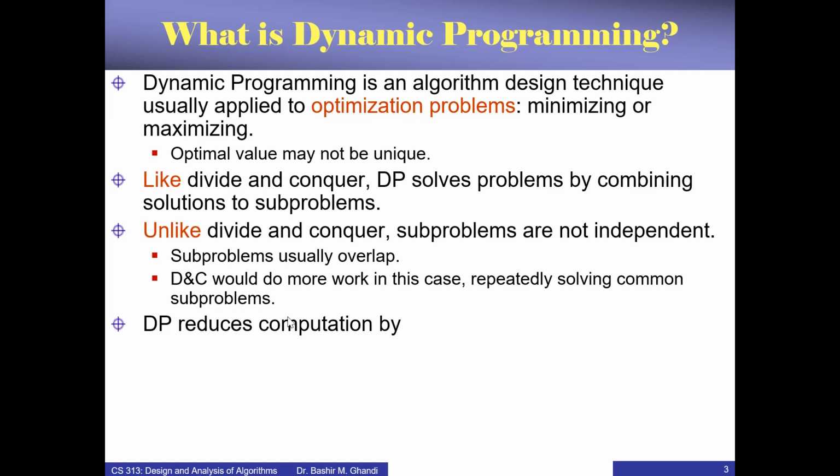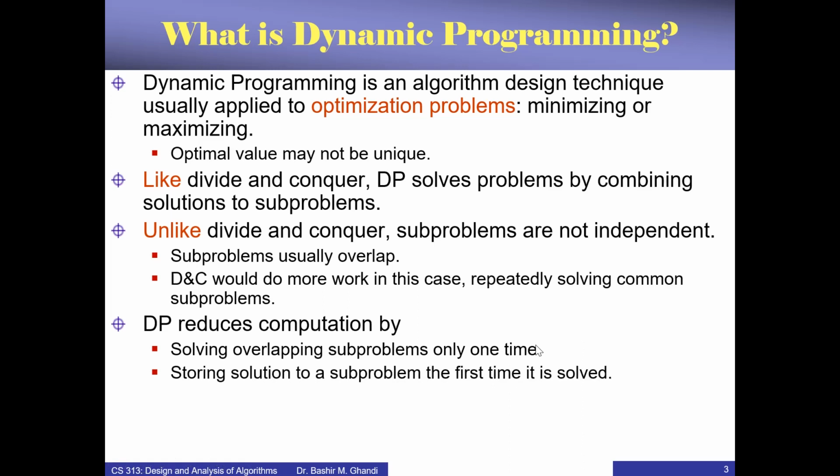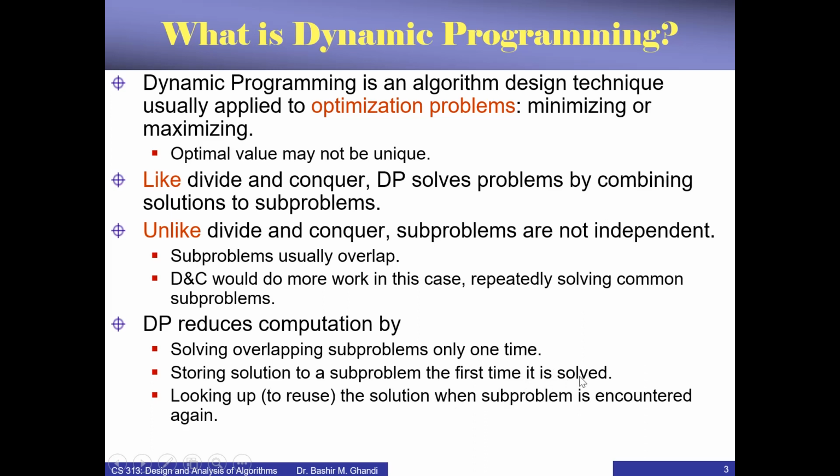Okay. So in summary, that explains what the dynamic programming approach is. It is simply an algorithm design technique that is designed to improve on divide and conquer by solving overlapping problems only one time, saving these solutions to the subproblems, usually using an array, the first time they are solved, and reusing these solutions if the subproblem is encountered again later in solving the problem. So this is basically the idea of dynamic programming.